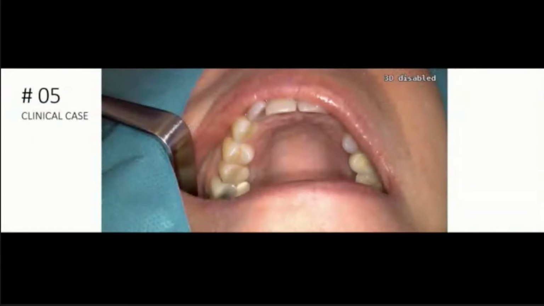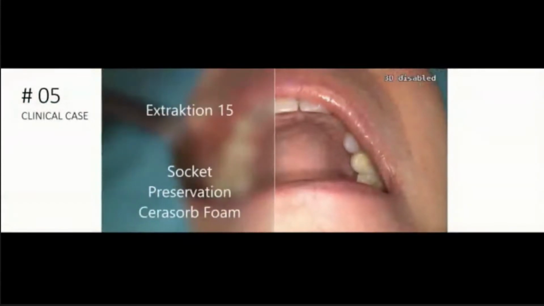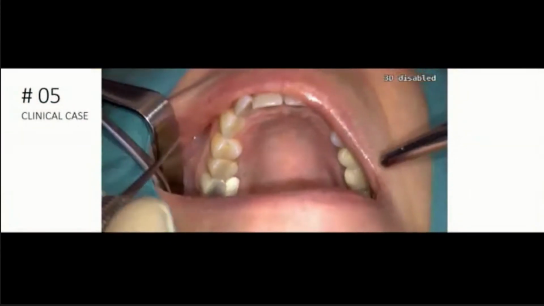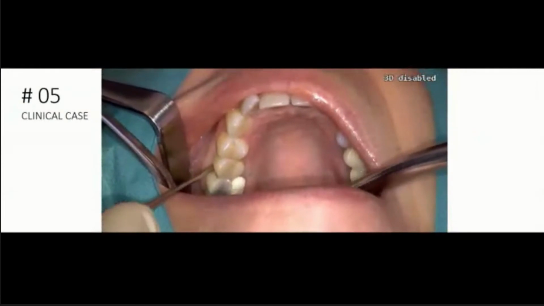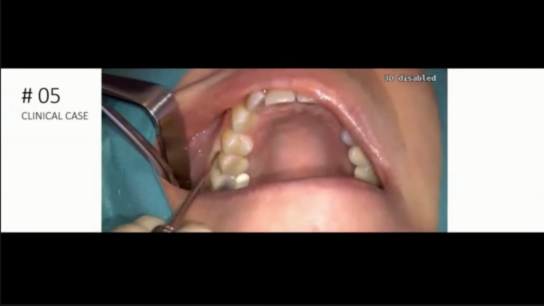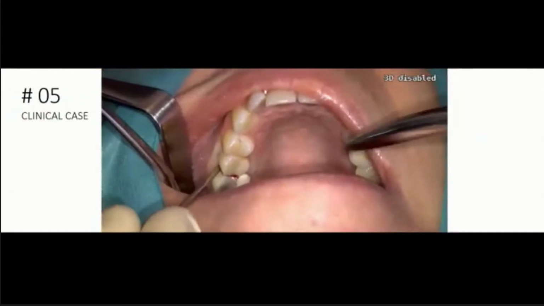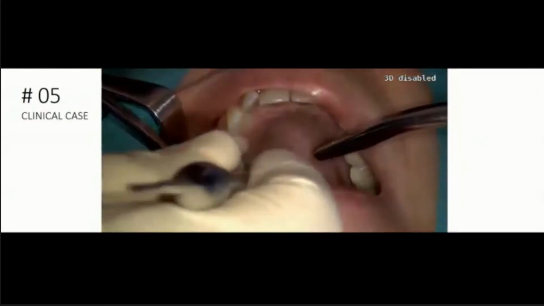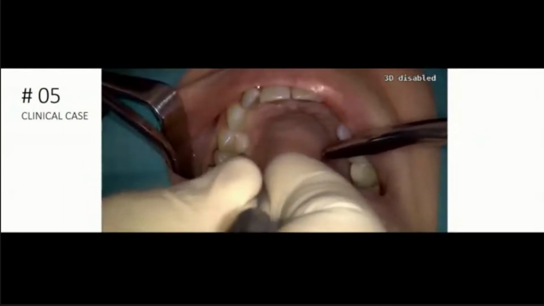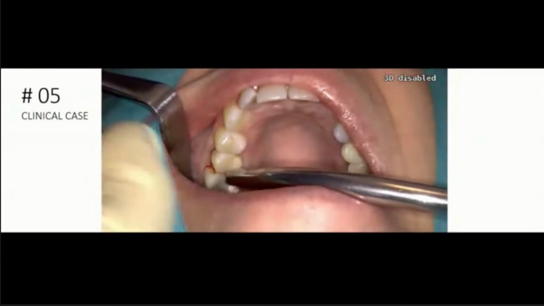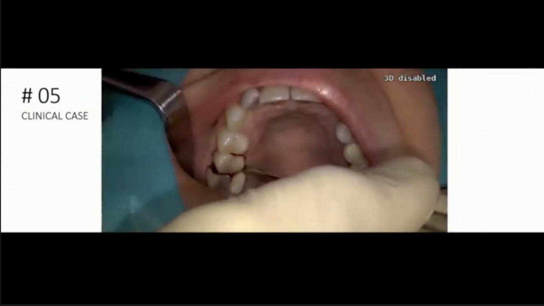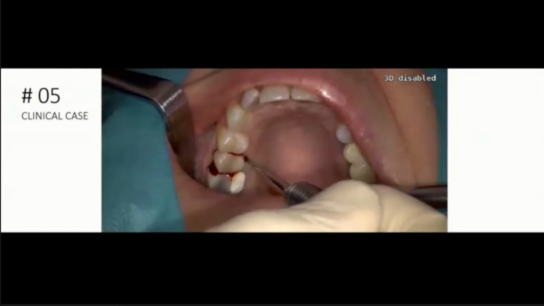I have prepared a video of this case to show you how we proceed when we do an extraction and try to preserve our tissues. We always try to protect the tissues. We work with special instruments, periotomes. In this case, for example, we worked with the Clark instruments developed by Karl Ludwig Ackermann. The soft tissue is detached very carefully on every side.